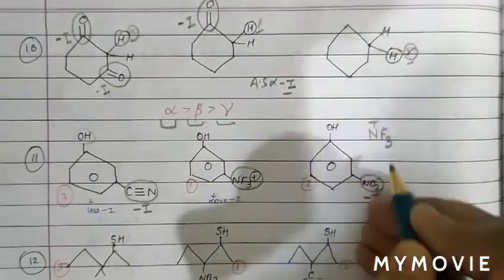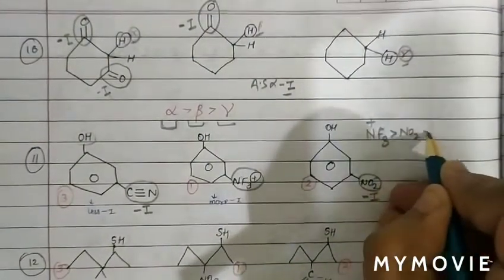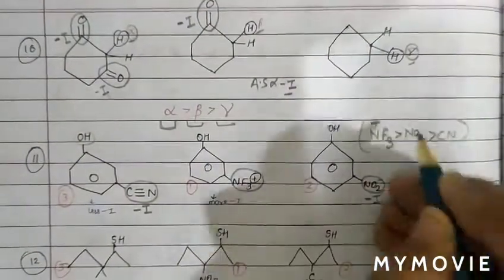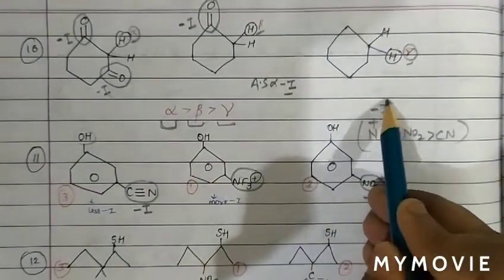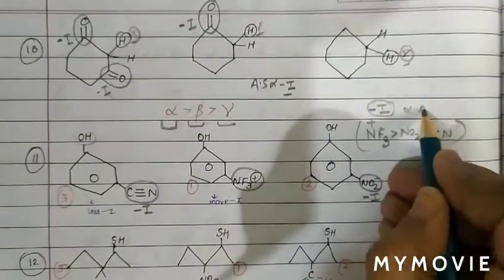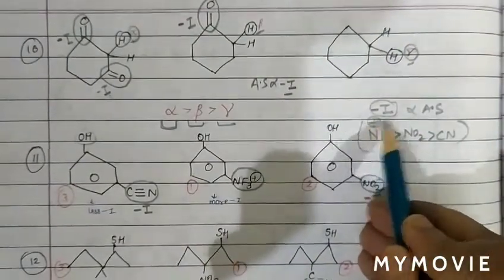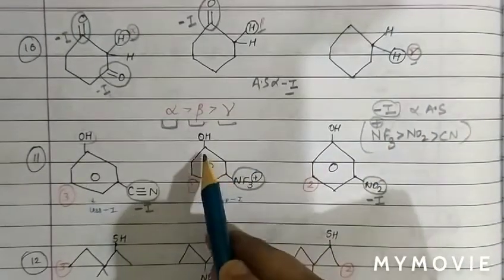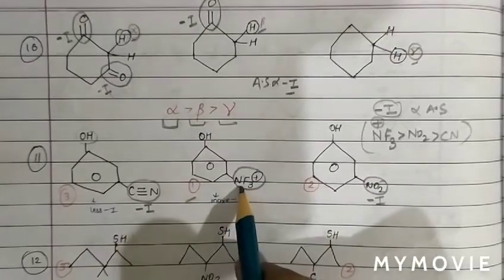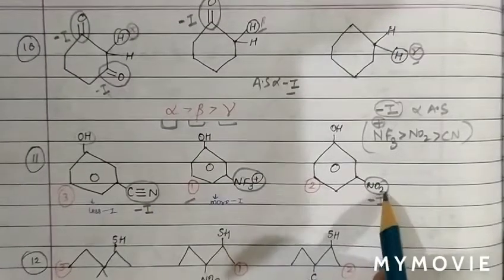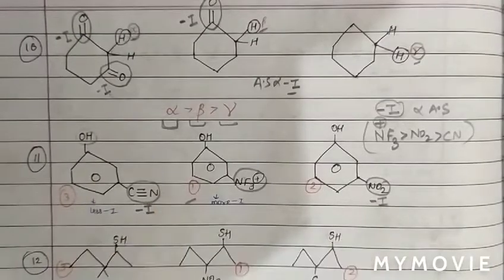Then NO2, and then CN. So this is the order of minus I effect, and we know the acidic strength is proportional to minus I. More stronger minus I means more acidic strength. So the acidic strength of this compound will be at number 1 due to stronger minus I, then at number 2, and at number 3 due to weakest minus I.